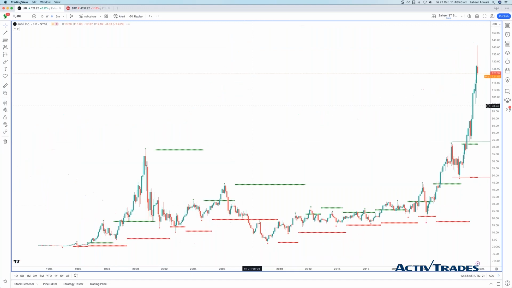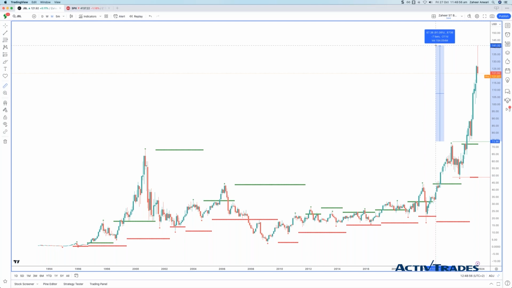So JBL, for example. If you look at JBL, since this green line here, which is the high of last year, this stock at its peak moved 91%, so almost doubled in price. It's going through a bit of a correction. September, October, there are correction months, so it is going through a bit of a correction. That's okay, but ultimately this is a stock that has moved significantly since the start of the year.